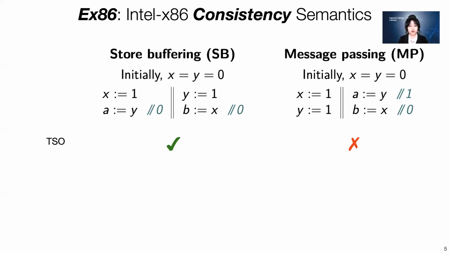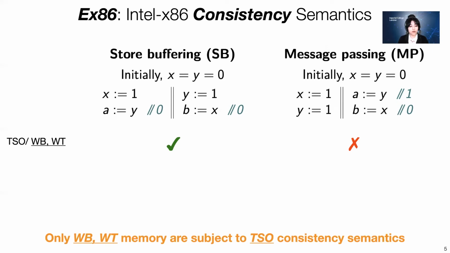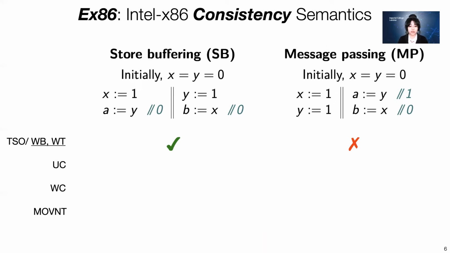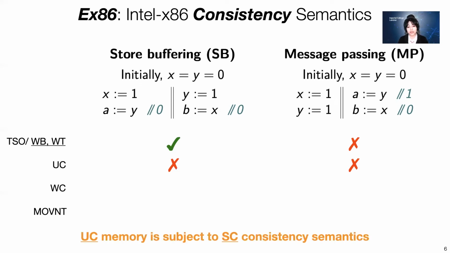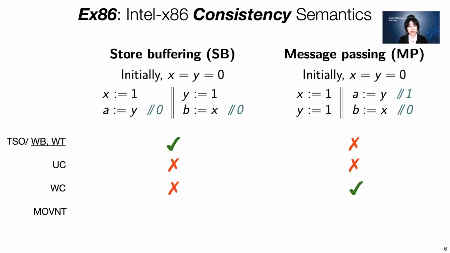And remember, we wanted to know if this extends to all memory types or some of them. As it turns out, only the cacheable memory types, i.e. the WB and WT types, follow the TSO model. As for UC and WC, they have different behaviors. In particular, the UC memory type is very strong in that it disallows both store buffering and message passing behaviors. And as it turns out, it is actually subject to the strong sequential consistency model. Finally, the WC model behaves symmetrically to the TSO model with regards to these two examples, in that it disallows store buffering but allows message passing.